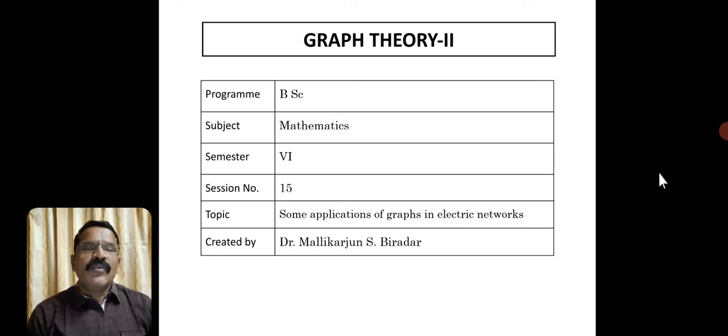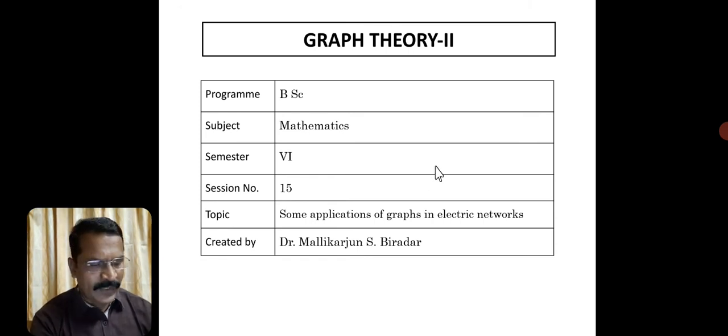Today we are going to discuss the 15th session of Graph Theory 2 of the first unit. In this session, we are going to discuss some applications of these graphs, that too in electric networks. How the graph theoretic ideas, especially the Eulerian graphs and Hamiltonian graphs, are used, we are going to discuss in this session.